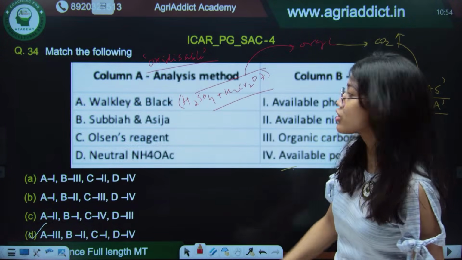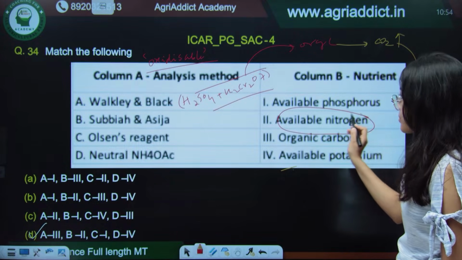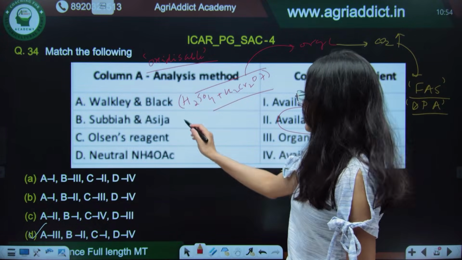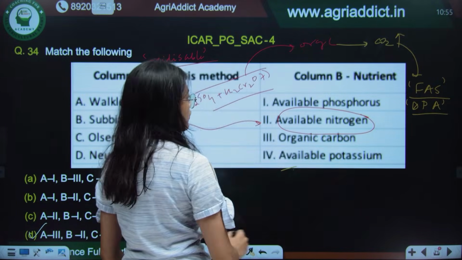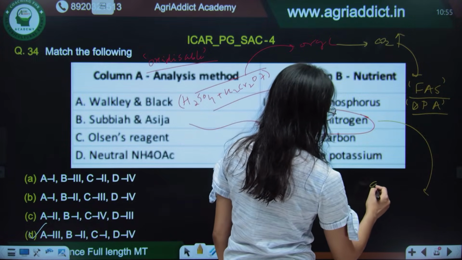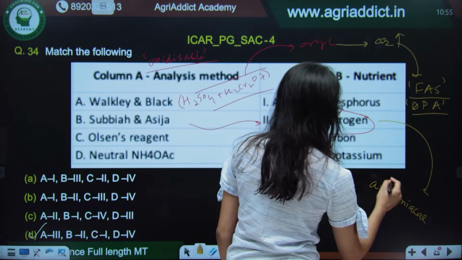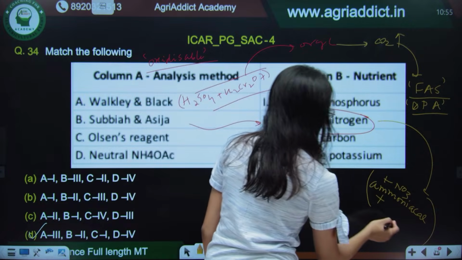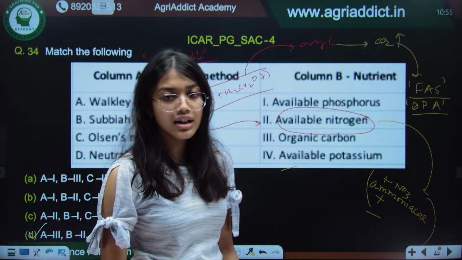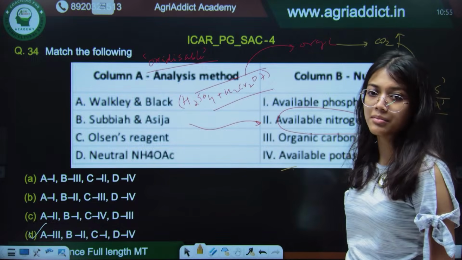Now, the Subbiah and Asija method, we know that it is for available nitrogen. We had learnt in yesterday's class that it will measure the ammoniacal as well as organic nitrogen, not the nitrate one. So whatever nitrogen is mineralizable or available, we measure it with the help of Subbiah and Asija.